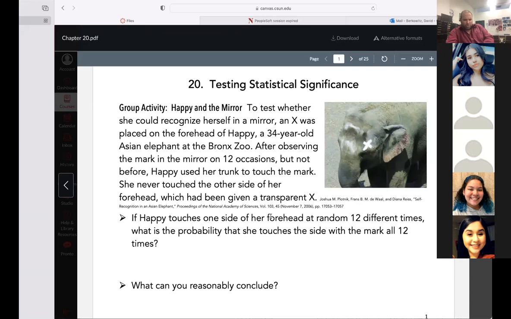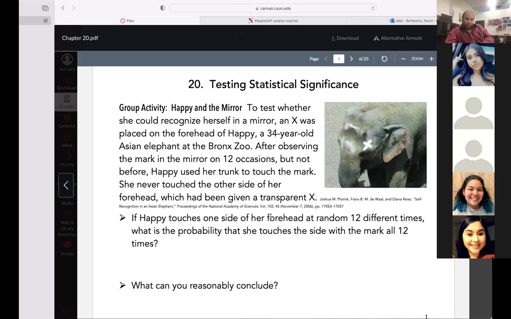Say what? If Happy touches one side of her forehead at random 12 different times. Okay, so I'm not quite getting what they're saying, but I'm going to change it just to make it make sense in my head.